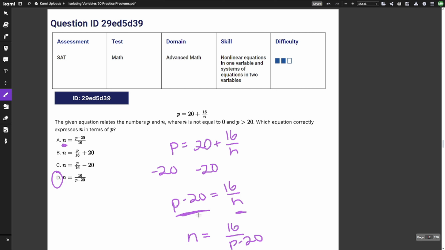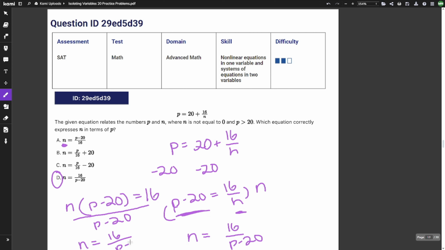Now, if you wanted to multiply this out, it would look like this, where you multiply both sides by n, and we get that n times (p minus 20) is equal to 16, and then you would divide the entire thing by p minus 20 to get n by itself, and we still get that n is equal to 16 over p minus 20. So I ran out of space at the end there. Either way, our answer is still D.